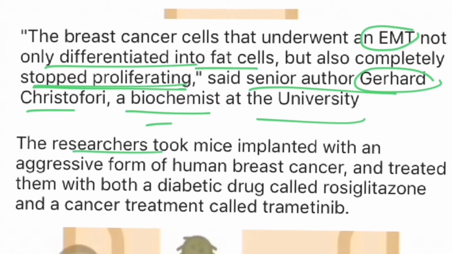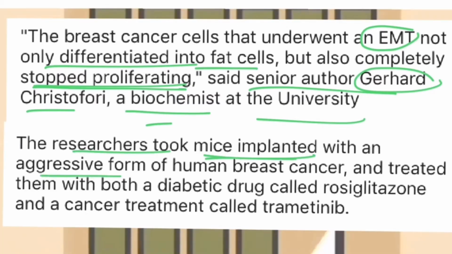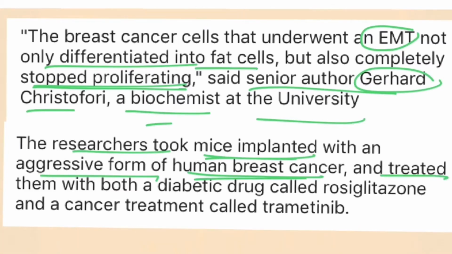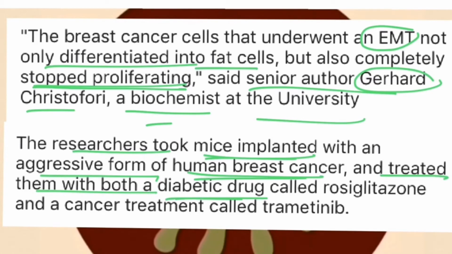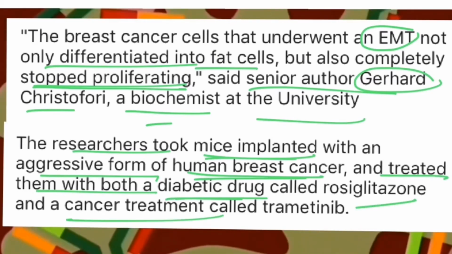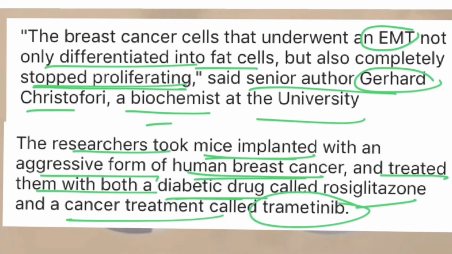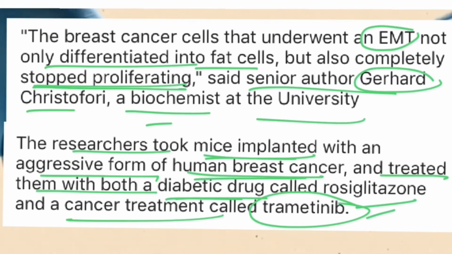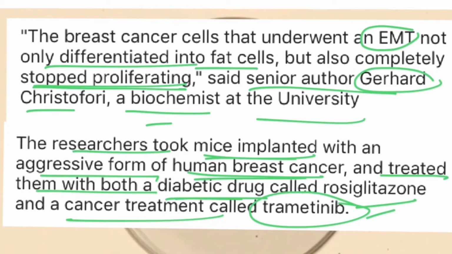The researchers took mice and implanted an aggressive form of human breast cancer cells inside them, and they treated them with two types of drugs: one is rosiglitazone and the other is trametinib. These two drugs were used in this experiment. What is the role of rosiglitazone and trametinib? We need to understand the basics of these drugs, and what their real roles are in cancer treatment.